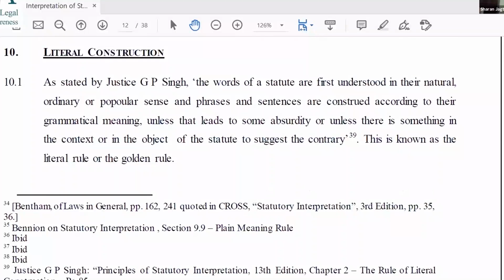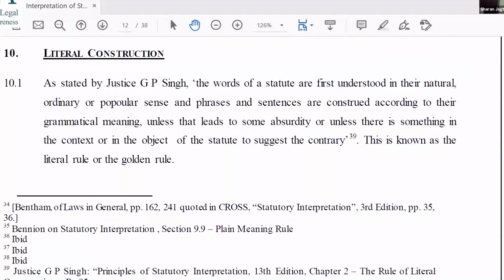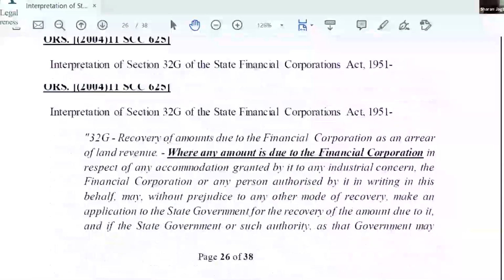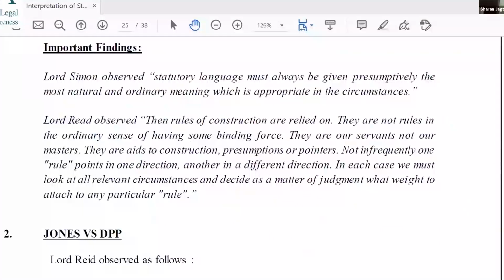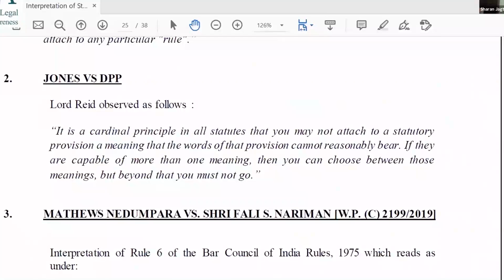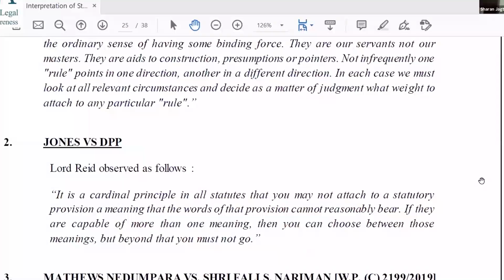And perhaps that is really brought out if I can just read out one passage to you, or draw your attention to one judgment in my note which exemplifies this approach, which is Jones versus DPP. In Jones versus DPP, in the introductory section of my note, this was the approach to the literal rule, and this is what Lord Reed said. It is a cardinal principle in all statutes that you may not attach to a statutory provision a meaning that the words of that provision cannot reasonably bear. If they are capable of more than one meaning, then you can choose between those meanings. But beyond that, you must not go.